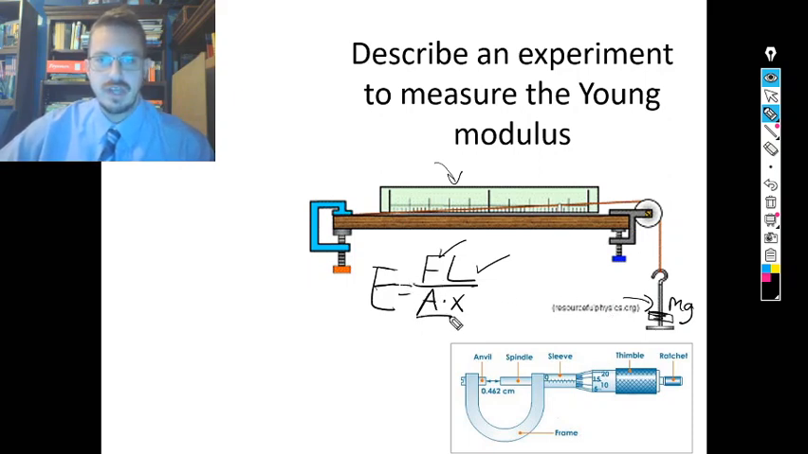The cross-sectional area of the wire, we have to use something like a micrometer screw gauge to measure that. This is a device where we can pinch down on the thickness of something that's really tiny, and it allows us to make very accurate readings, so we could measure something like 0.462 centimeters. So we'd use the micrometer screw gauge to measure the cross-sectional area of the wire.